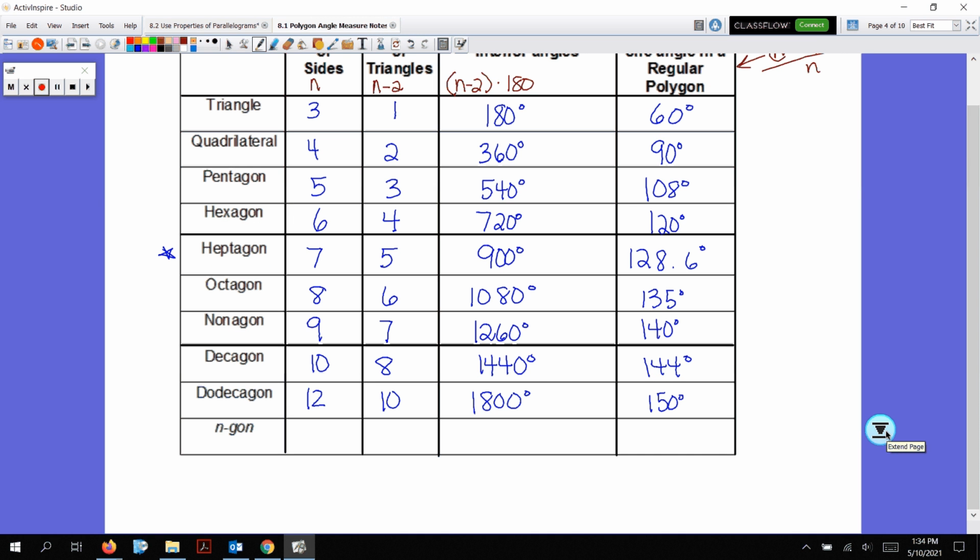Now we have this thing on the bottom, n-gon, where n represents the number of sides. So it has n sides, n minus 2 triangles, n minus 2 times 180 for the total. Now you might want to write really small because I need to take the total, n minus 2 times 180, and divide all of that by n to find out what each angle is.